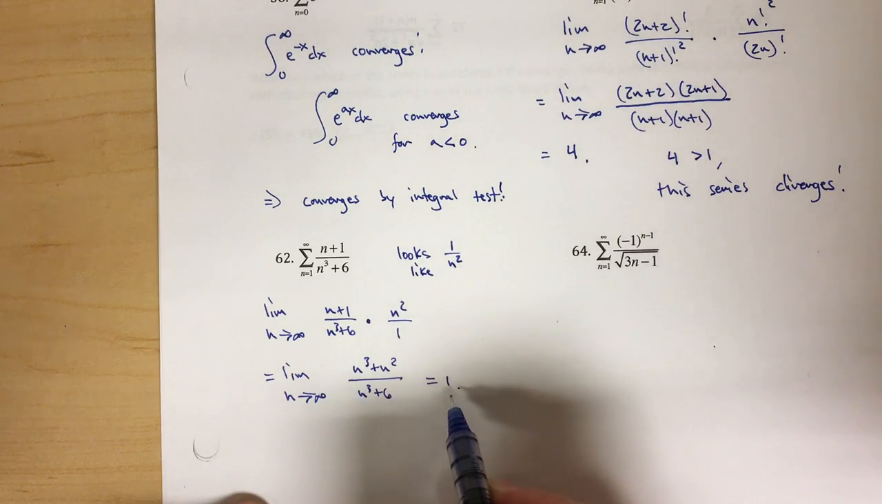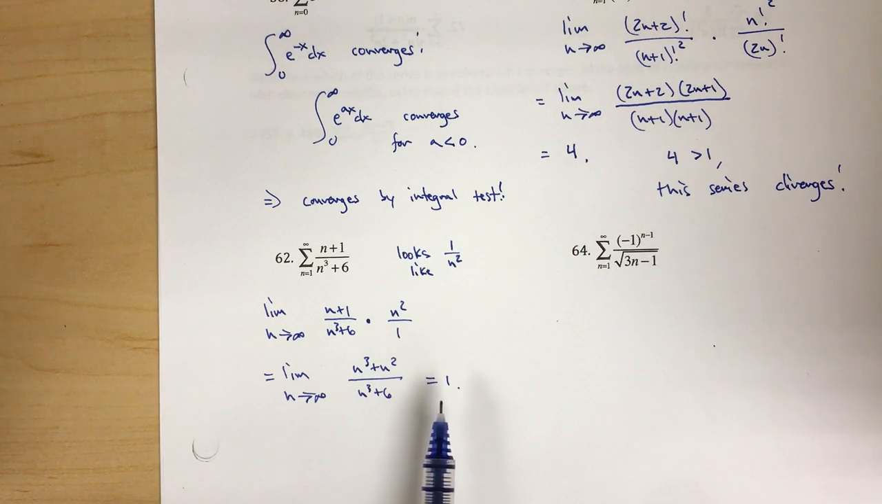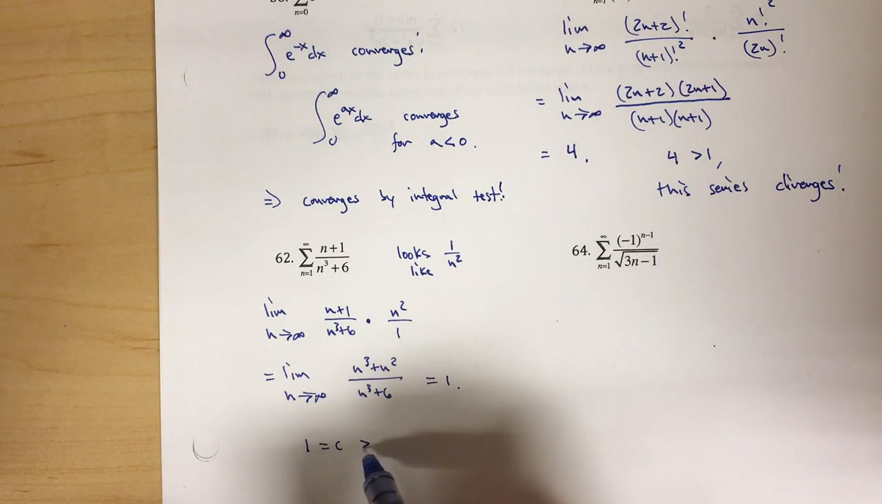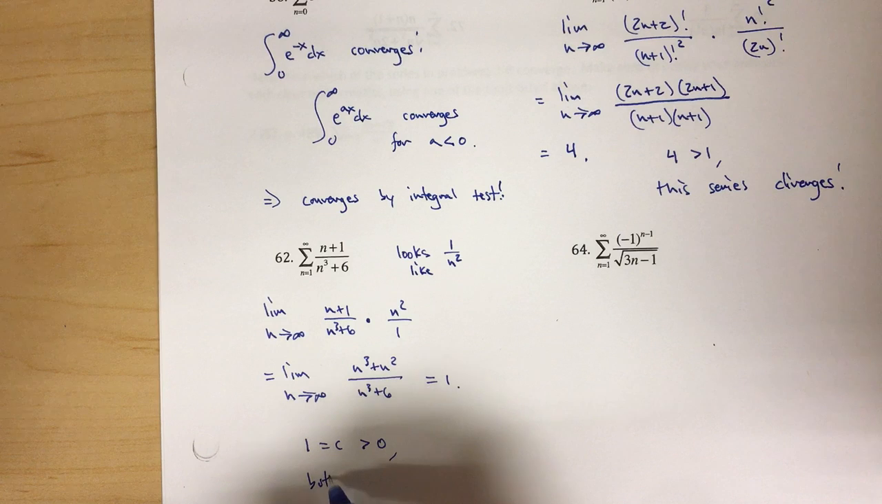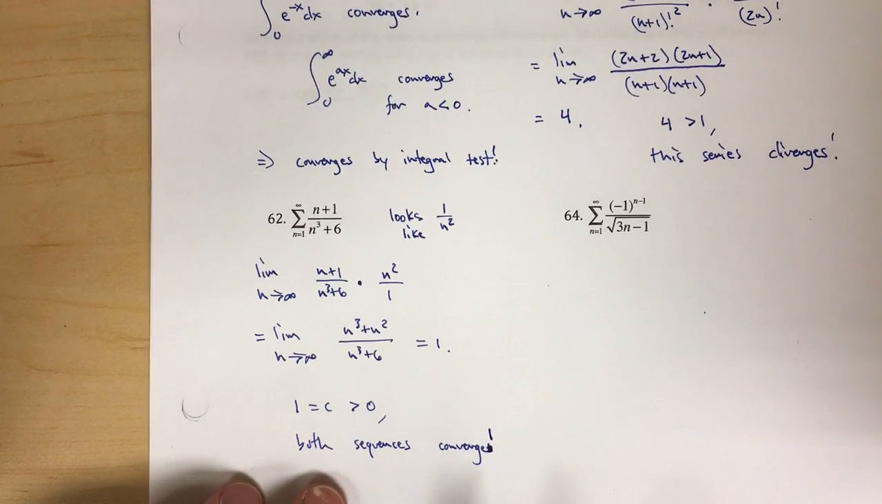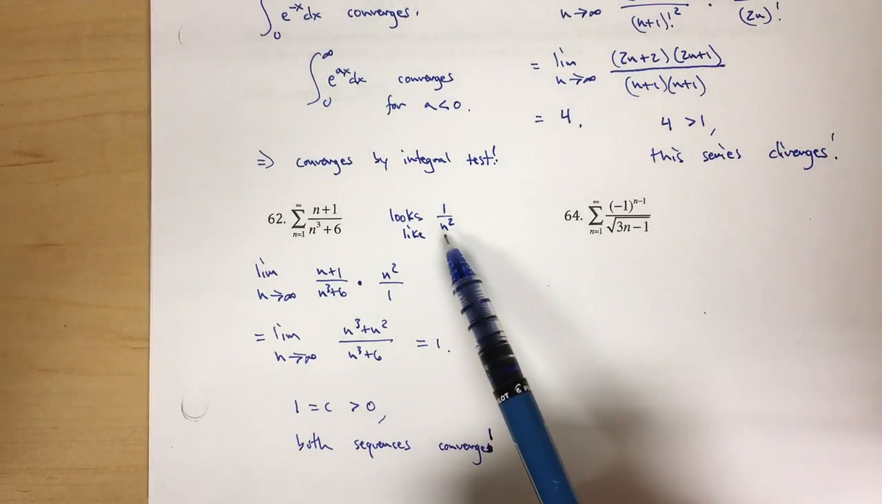So the ratio test would tell us nothing with a limit of 1. But the limit comparison test tells us, oh, 1 equals c is greater than 0. Then both sequences converge. Now remember, they both converge because we know this converges. That's a convergent p-series with p equal to 2.